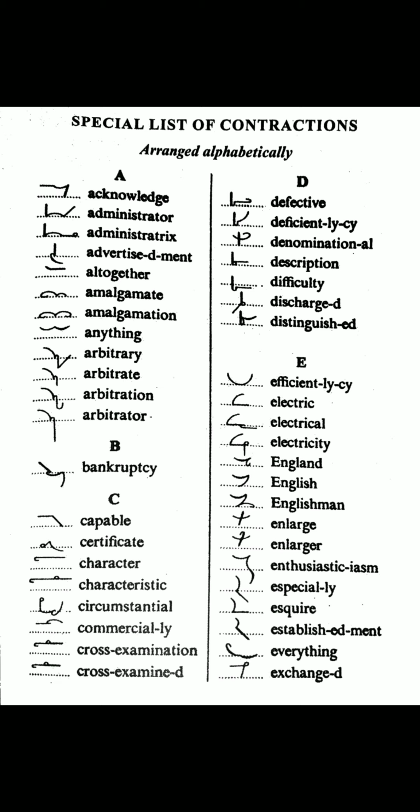F stroke on the line, upwardish is used here for efficient, efficiently, efficiency. Downward L with K stroke on the line for electric. Downward L with K stroke, another K stroke with L hook for electrical. Downward L with K stroke with S circle with T on the line for electricity.